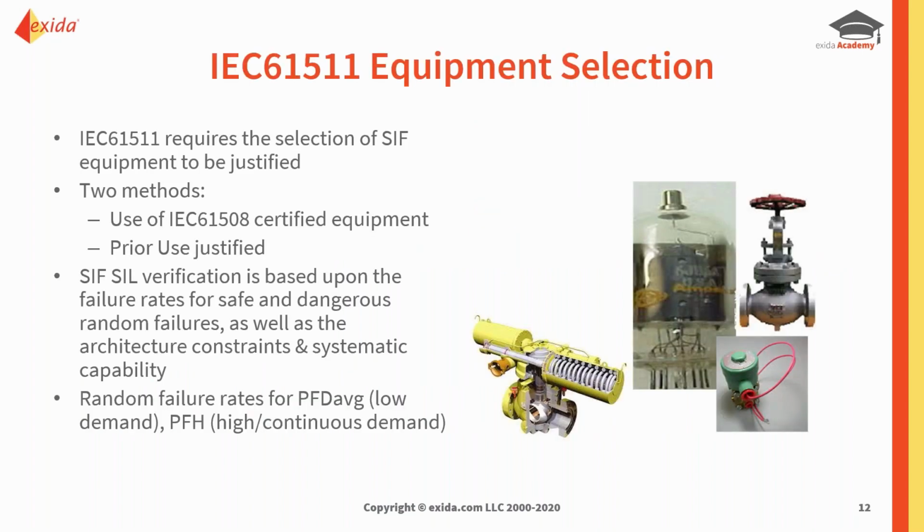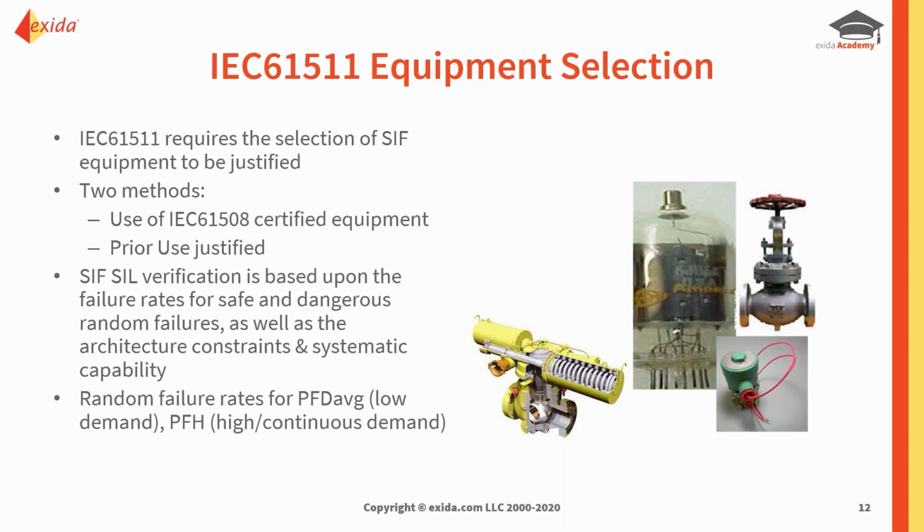So if we consider, 61511 requires us to justify equipment selection. Now, some of you may or may not have seen the webinar I did about a month or so ago on the prior use justification under 61511, because 61511 requires us to have two methods of justification.